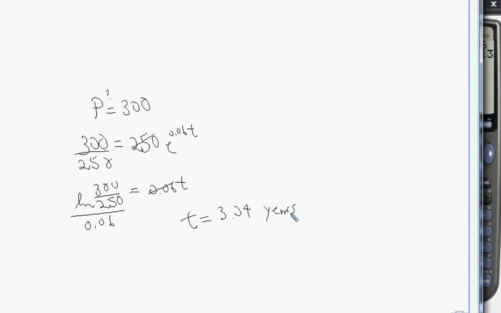And there you have it. All right? And I'll follow up shortly with an exponential decay problem where the population of something is reducing, is getting smaller. All right? And we'll see you then.